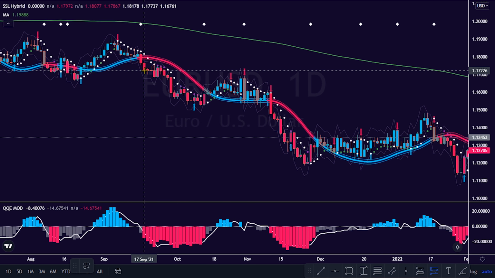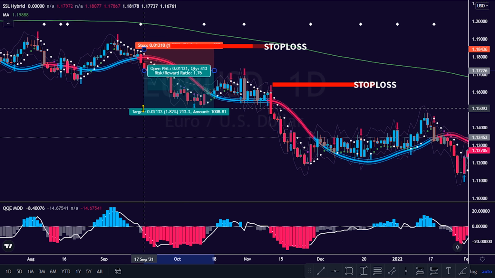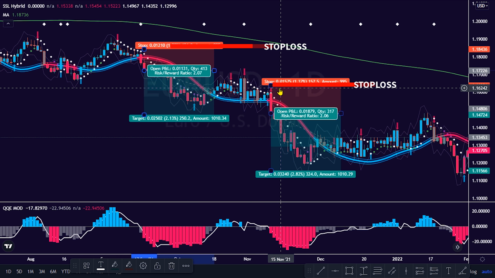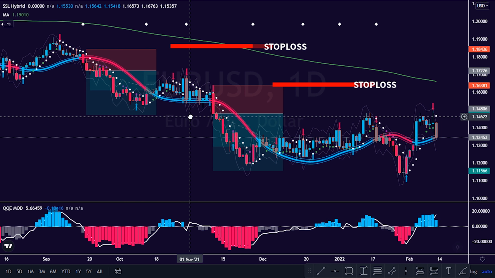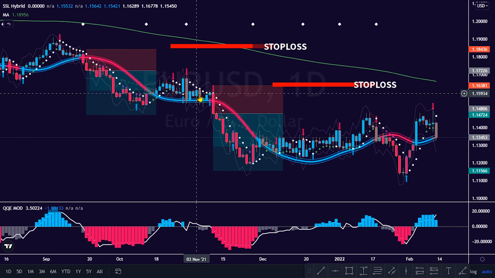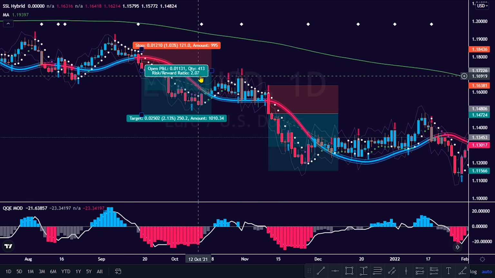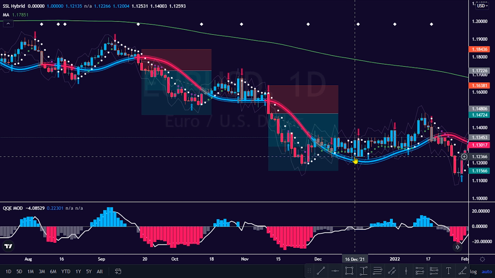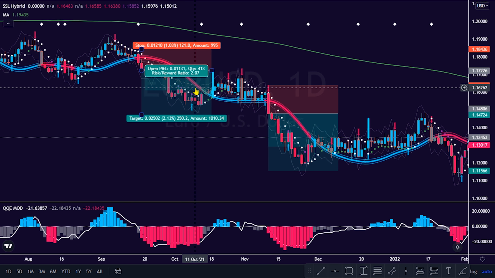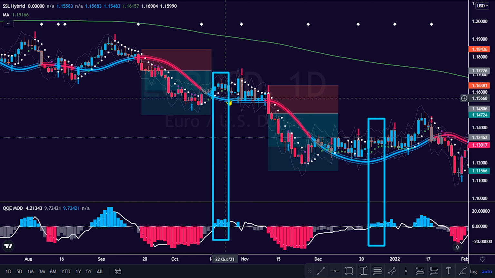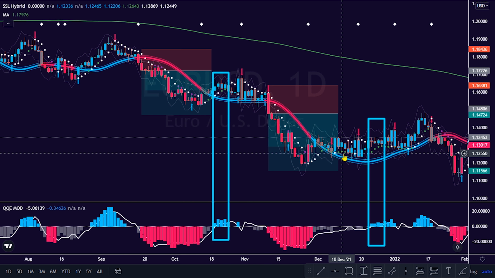Stop loss can be placed above the last high swing of the SSL hybrid indicator here. Traders can then target a 1.5 to 2 risk-reward ratio. Alternatively, trend-following traders can ride the trend and exit whenever the SSL hybrid and QQE mod indicator turned blue.